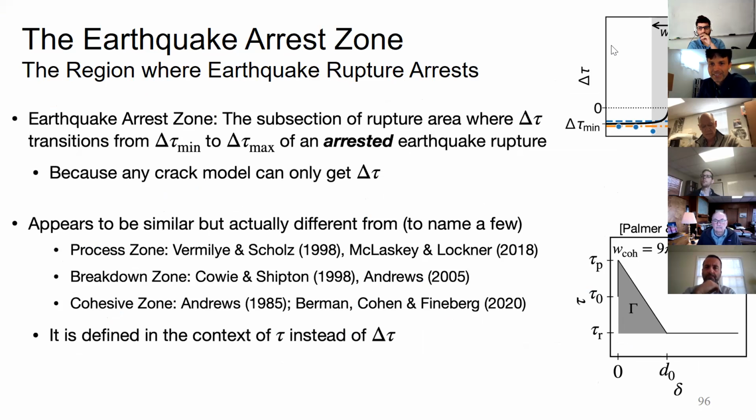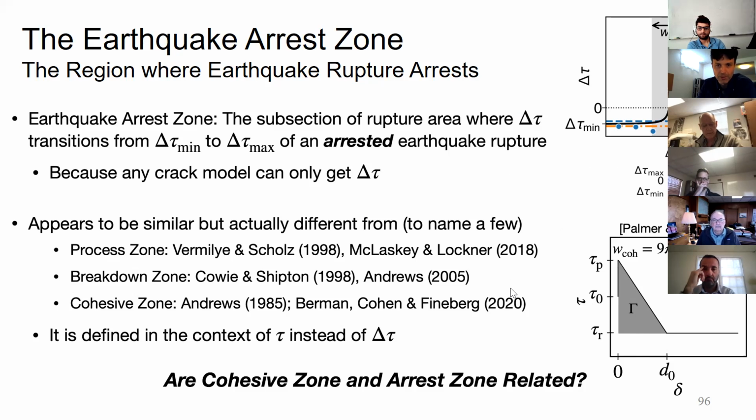And we were thinking, well, geez, if we plot out the stress changes associated with these confined ruptures as a function of slip, we kind of get something that looks a little bit like a slip weakening curve. And so we're saying, well, maybe this arrest zone that we're looking at is related to the cohesive zone, which is sort of related to fracture energy, which is like how quickly the strength evolves from a peak strength to a residual strength. So are these things related?